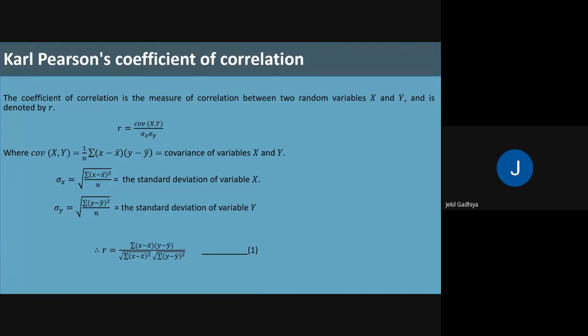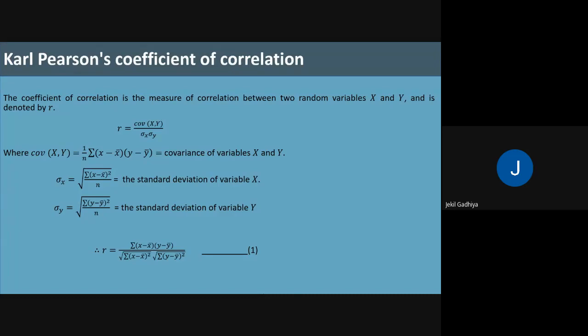So now we extend equation one, and we derive another form of the Karl Pearson coefficient. What is equation one? Equation one is summation of (x minus x bar)(y minus y bar) over the square root of summation of (x minus x bar) whole square and summation of (y minus y bar) whole square. Now if you multiply x minus x bar with y minus y bar in the numerator, then what do you get? You'll get xy minus x y bar minus x bar y plus x bar y bar.